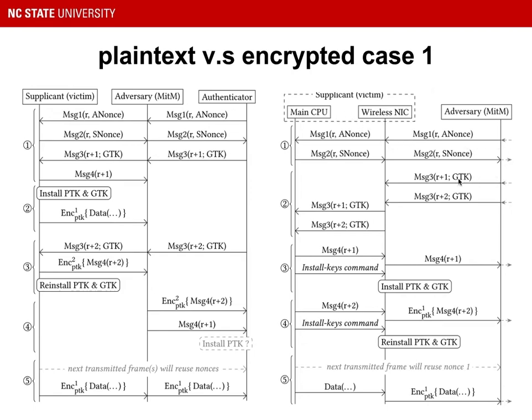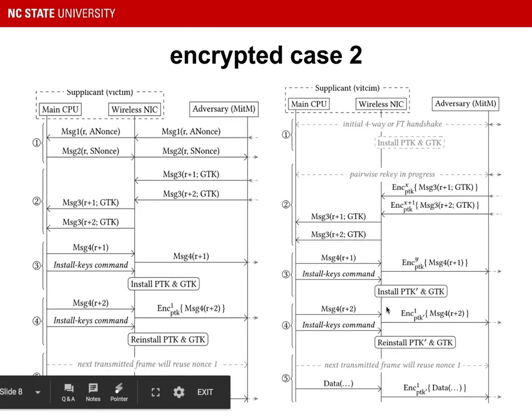So in order to get around that scenario, the attack in encrypted case number 1 exploits a race condition between the wireless NIC and the main CPU. As we can see here, two legitimate message 3 packets were replayed almost instantly, and reach the wireless NIC almost at the same time, and from the wireless NIC the packets will be forwarded to the main CPU.